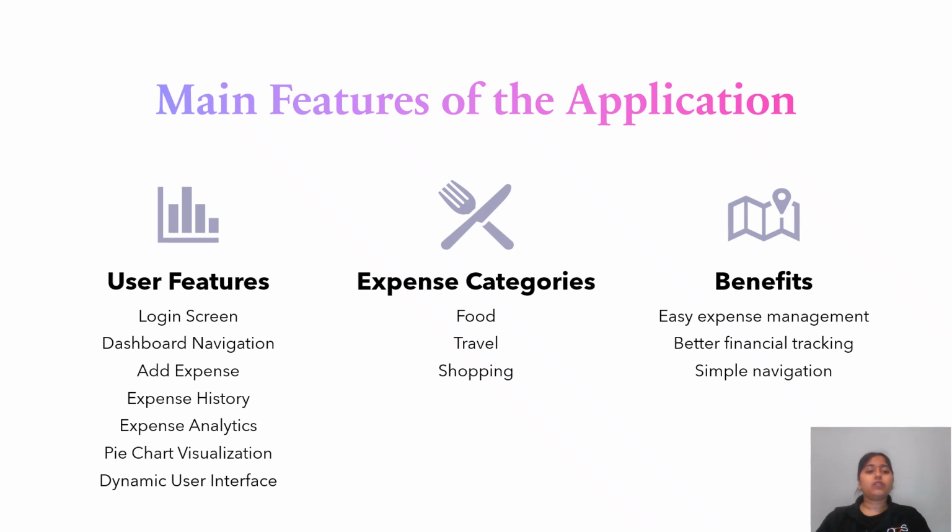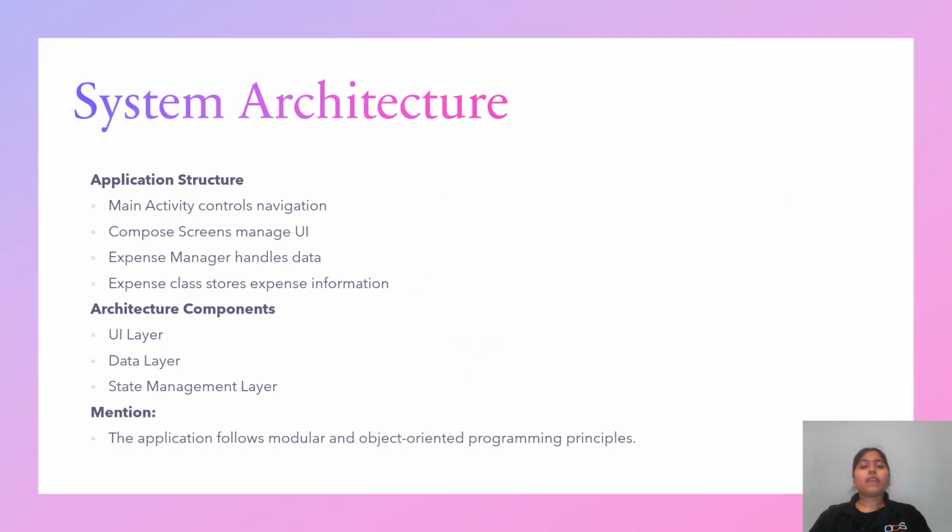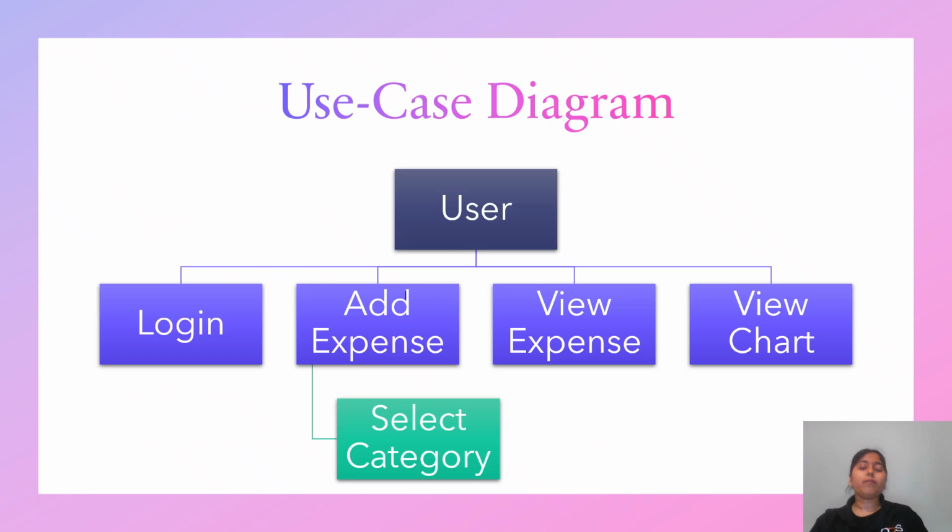These are the main features, and there are three features of this application. The first one is user features, the second is expense categories, and the third is benefits. The next slide shows the system architecture: application structure, main activity controls navigation, Compose screens manage UI, expense manager handles data, expense class stores expense information, and architecture components: UI layer, data layer, and state management layer.